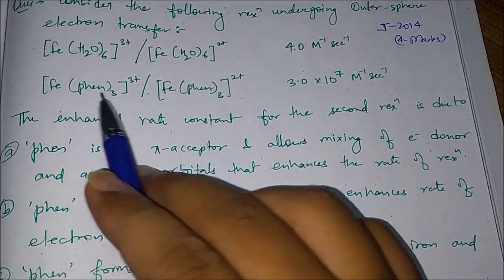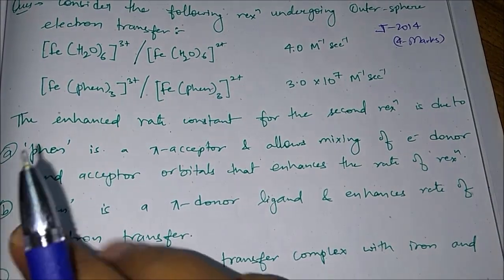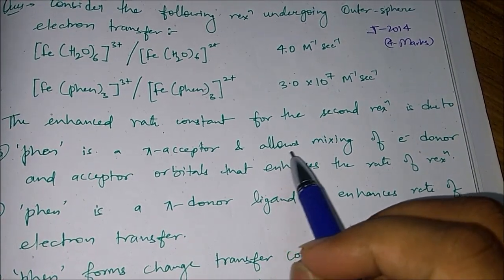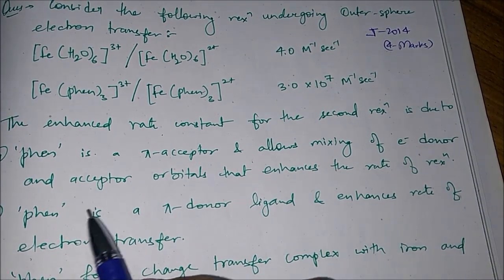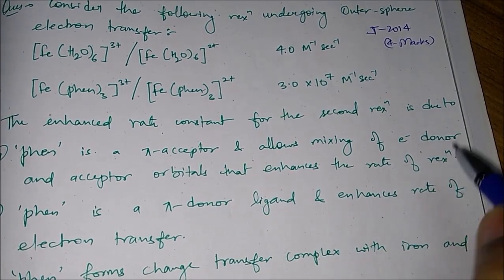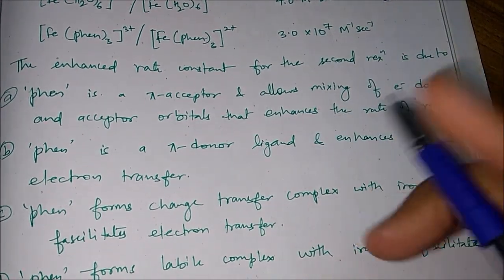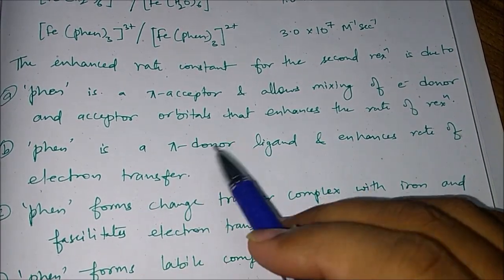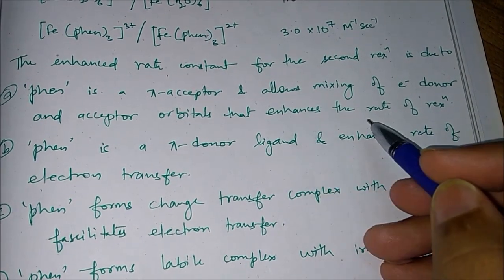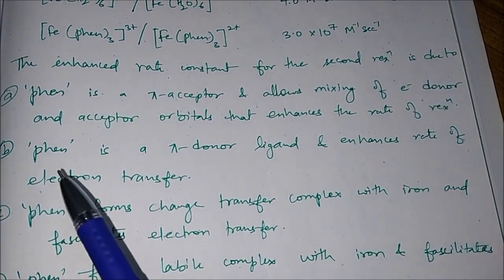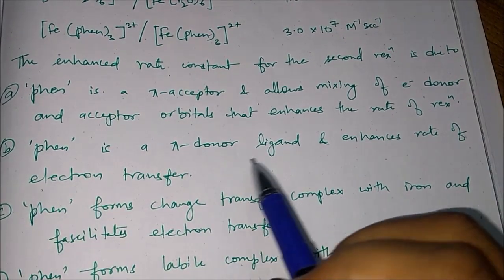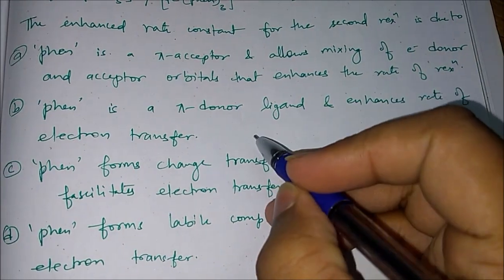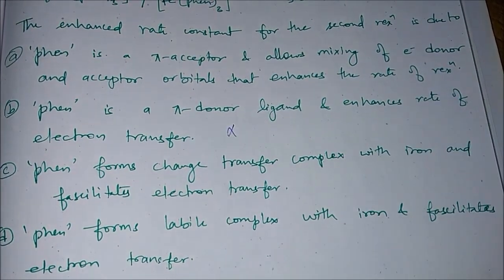This PHEN is your phenanthroline. All right, the first option says that phenanthroline is a pi acceptor and allows mixing of electron donor and acceptor orbitals that enhances the rate of reaction. So it tells us that it is a pi acceptor, and due to this the electron donor and acceptor orbitals get mixed or overlapped, and this enhances the rate of reaction. The second option says that phenanthroline is a pi donor ligand and enhances the rate of reaction. One thing you should know is that phenanthroline is a pi acceptor ligand, not a pi donor. So this option is cancelled out. All right, so remember this thing.